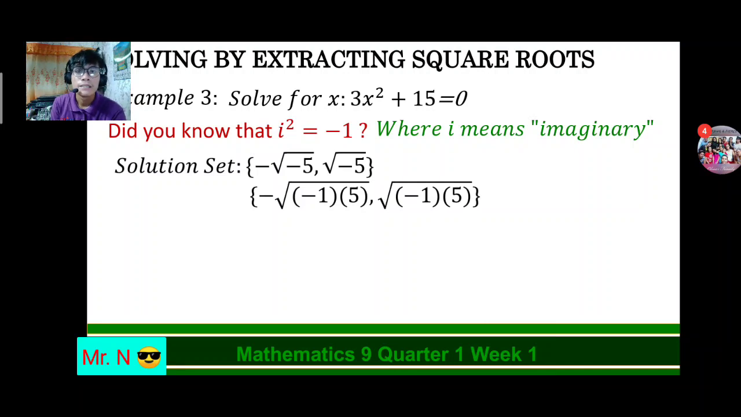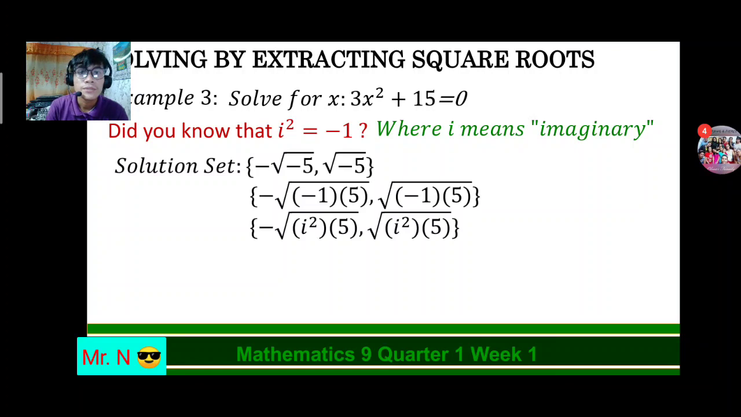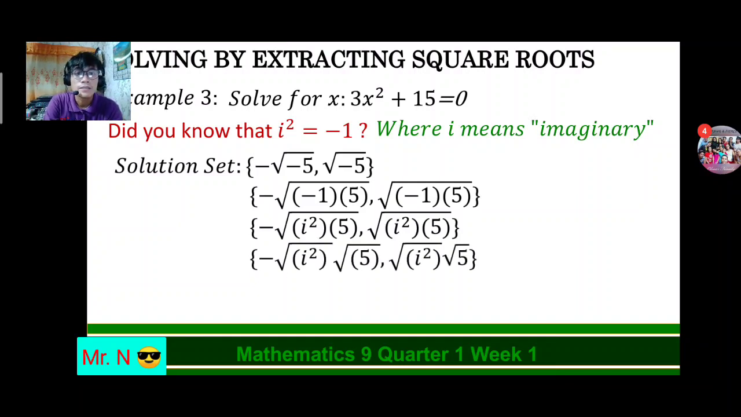So, pinag-iwalay lang natin. So, the next step, we just substitute the i squared to negative 1. So, negative 1 becomes i squared since they're equal naman. i squared is equal to negative 1. So, now we have here negative of square root of i squared times 5 and square root of i squared times 5. So, using the law of radicals, we can just simply distribute the radical sign or the square root. So, we have now negative square root of i squared, square root of 5, and square root of i squared, square root of 5. So, dinistribute ko lang yung radical sign or yung square root sign.